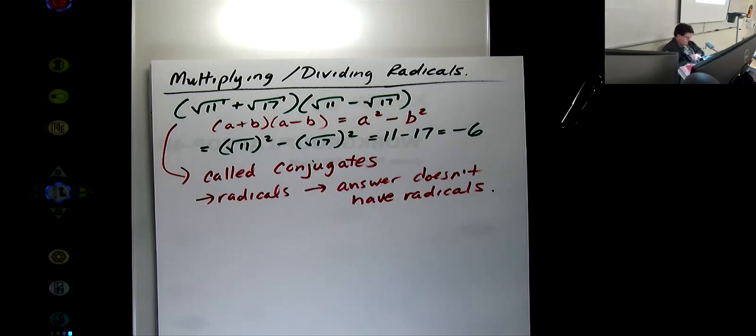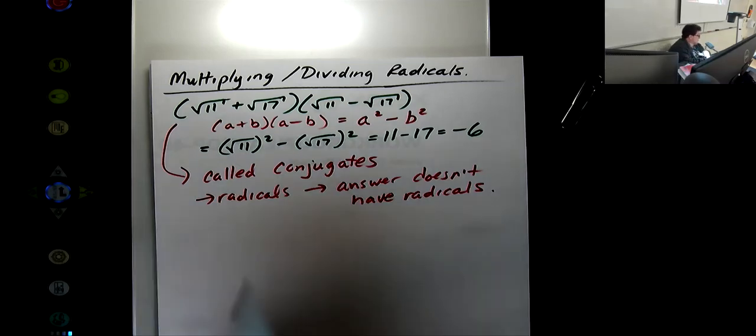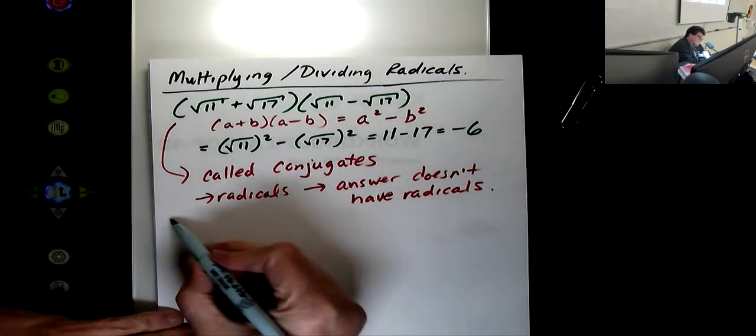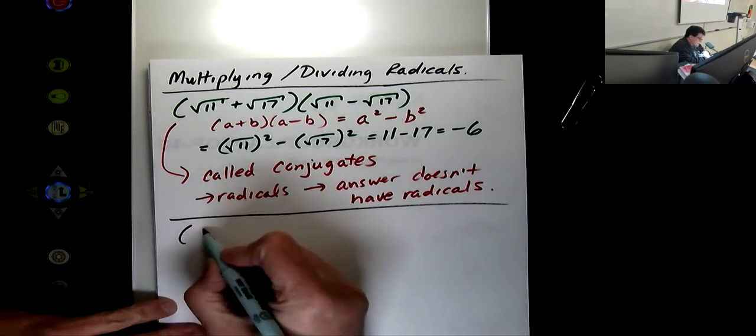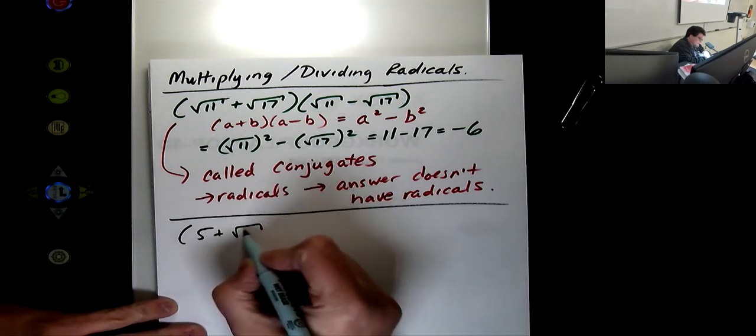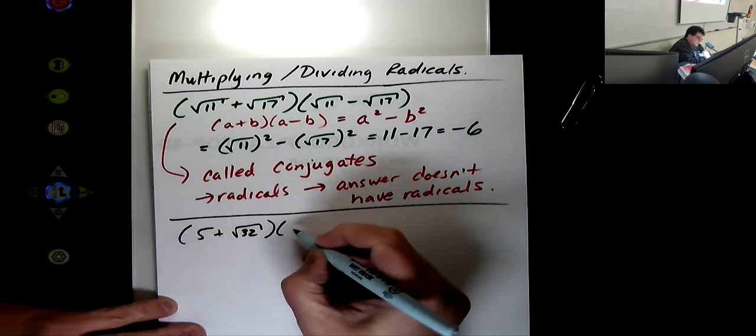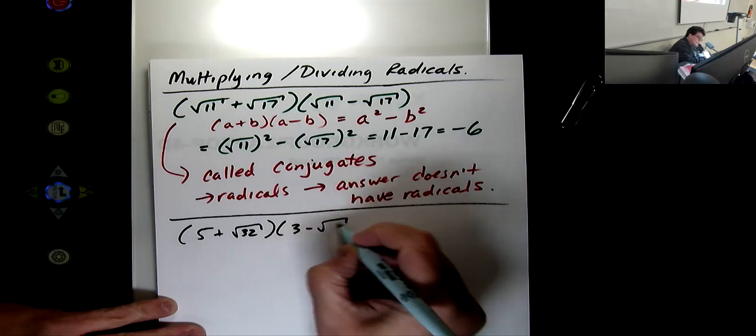Let's take a look at another. Five plus the square root of 32 times 3 minus the square root of 2.